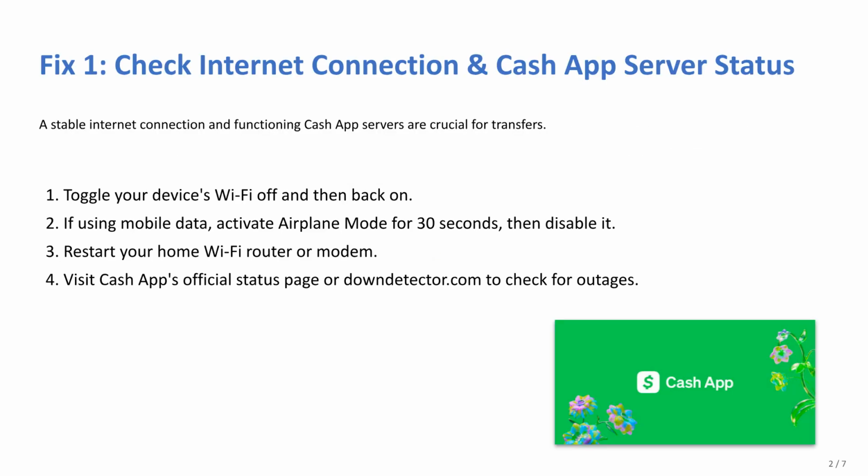First, ensure you have a stable internet connection. You can try toggling your Wi-Fi, using airplane mode, or restarting your router. Also, check for any reported Cash App outages by visiting their status page or down detector.